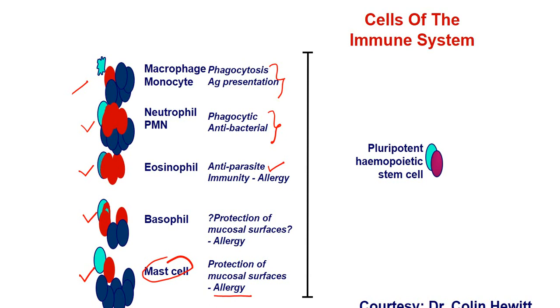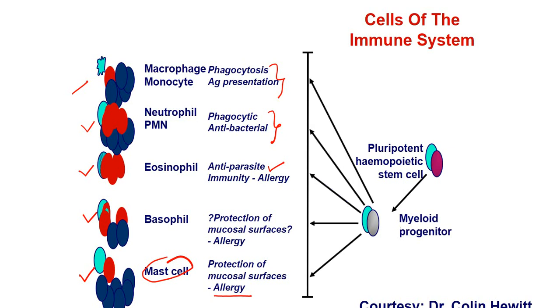Now try to understand, students, all these cells that I described, they all arise from the pluripotent hematopoietic stem cell. The pluripotent hematopoietic stem cell has myeloid progenitor, and all these cells, the macrophage, monocyte, the neutrophil, the eosinophil, the basophil and the mast cells, they all originate from this myeloid progenitor.